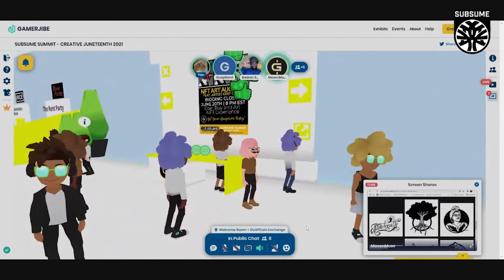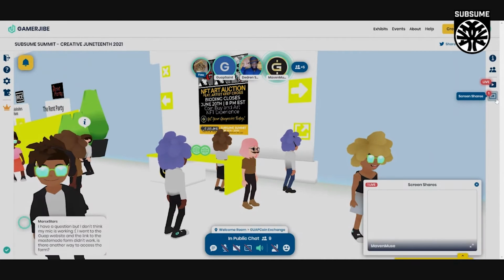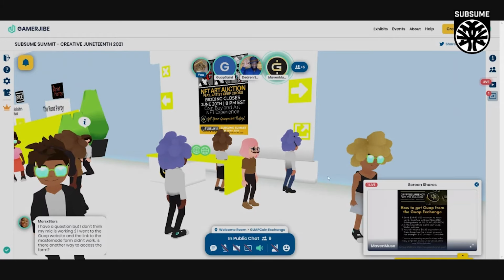I'm going to share with you guys how to go about getting your GuapCoin again before we end the event for today. There is, like we said, Guap Swap, which is available via Telegram. There is the Probit exchange where you can get Guap. That's BTC to Guap.